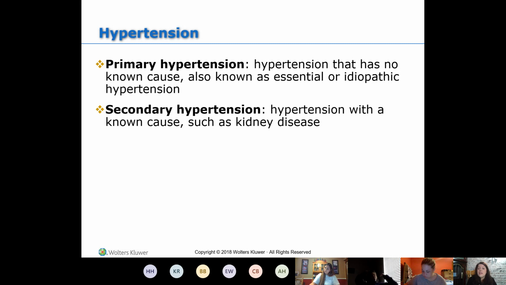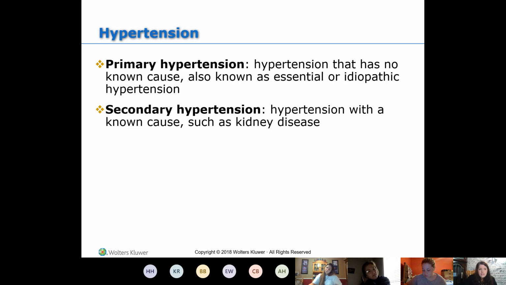So somebody with kidney disease with a lot of fluid retention, they still have hypertension, but it's secondary to that kidney disease, because the kidney disease is the primary diagnosis. You're not ever really going to have to differentiate between the two of those, but you will see those different diagnoses on your patient care plan, so it's just nice to know.